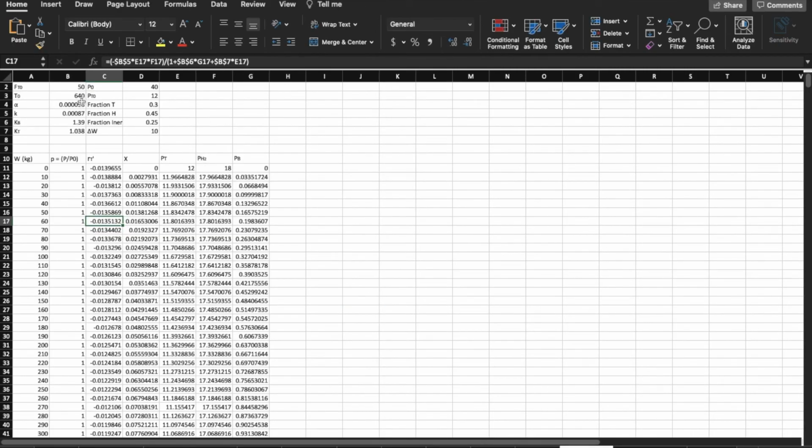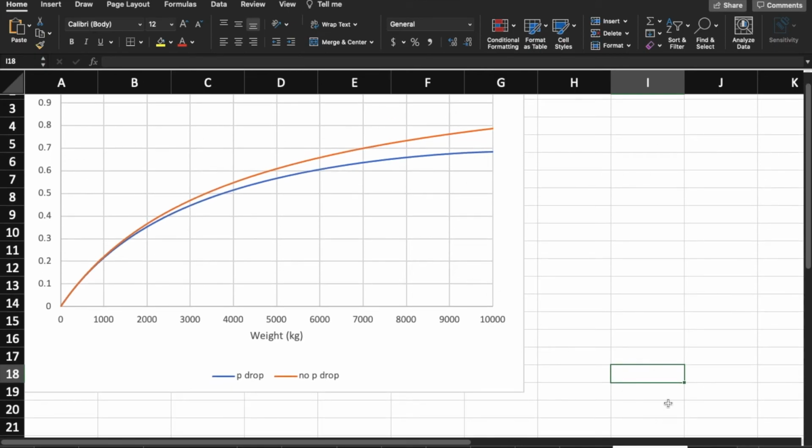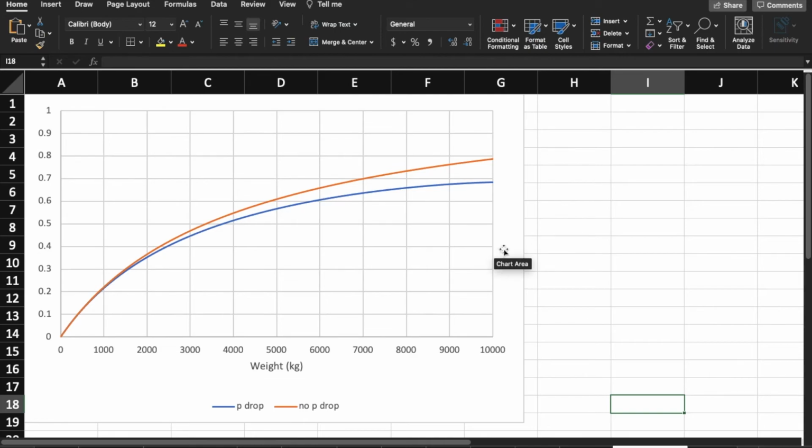Now what if there's no pressure drop? Then this whole column is going to be equal to 1, and I did that right here. When I compare the conversions, without a pressure drop, or this orange line, is going to be ending up at about 0.8. So with a pressure drop is going to be 0.7. Without a pressure drop is going to be 0.8. That's about a 0.1 difference, so 10% of the conversion is going to change. This shows that utilizing the pressure drop and accounting for it makes a big difference on the conversion.